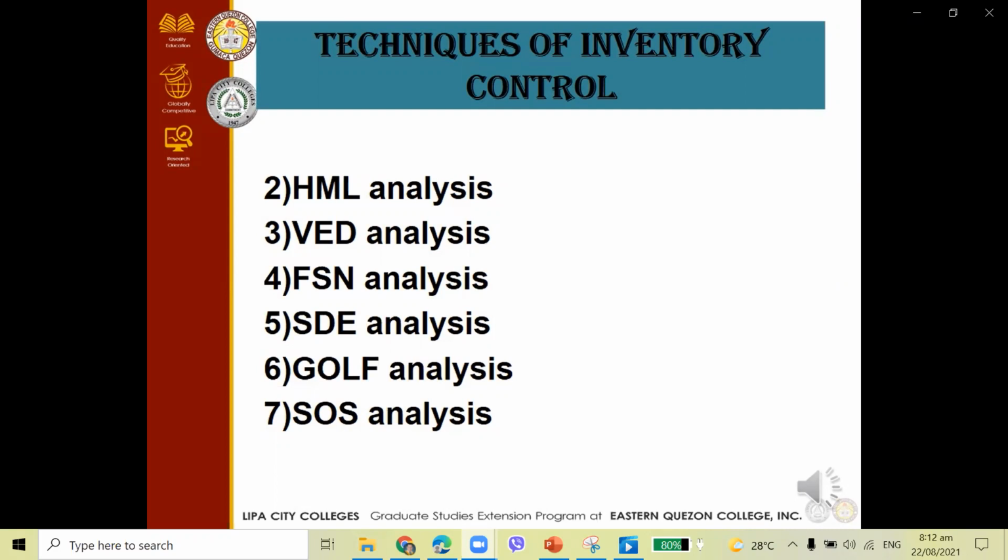Number 7 is the SOS analysis. In this analysis, the classification of existing inventory is based on the nature of supply of items. They are classified as seasonal and off-seasonal.